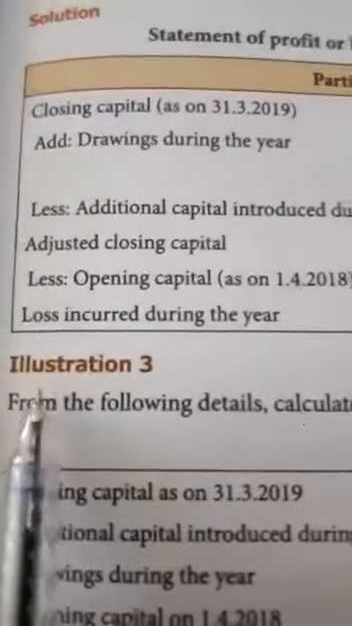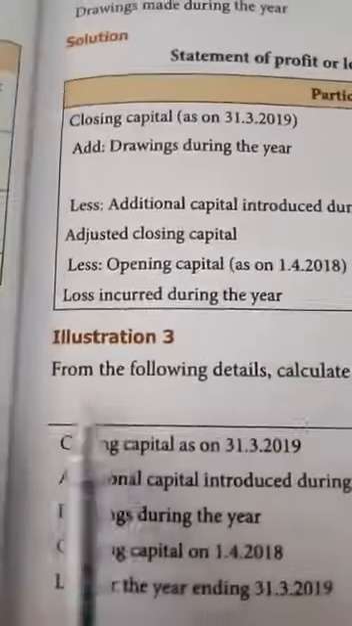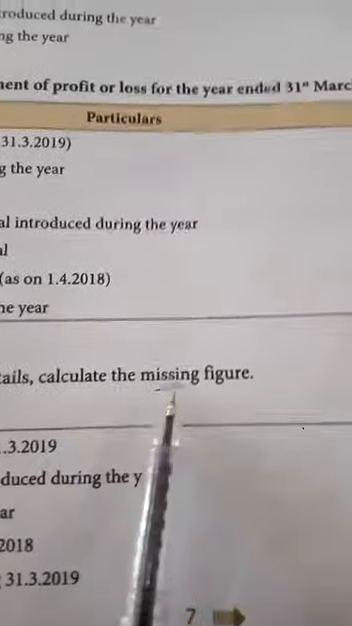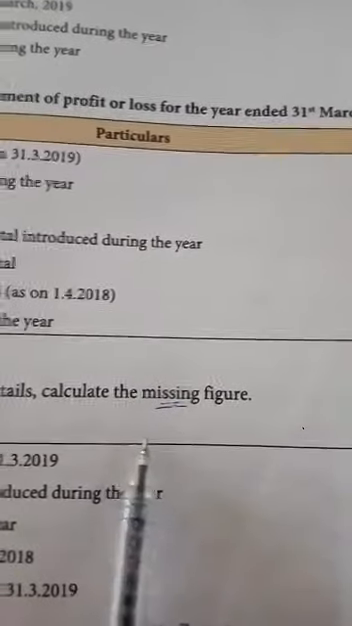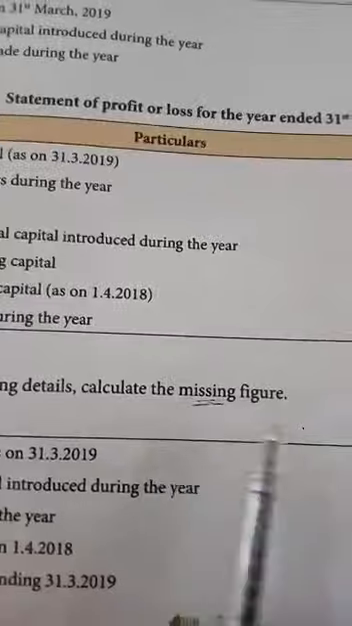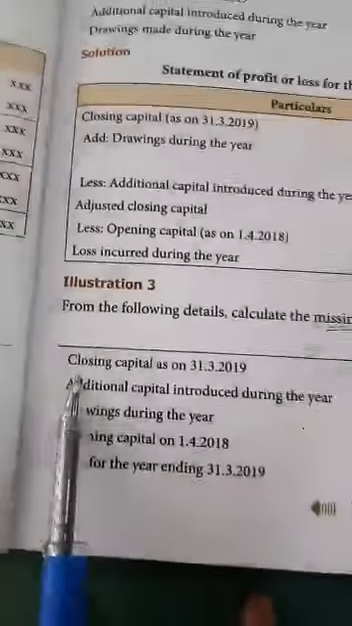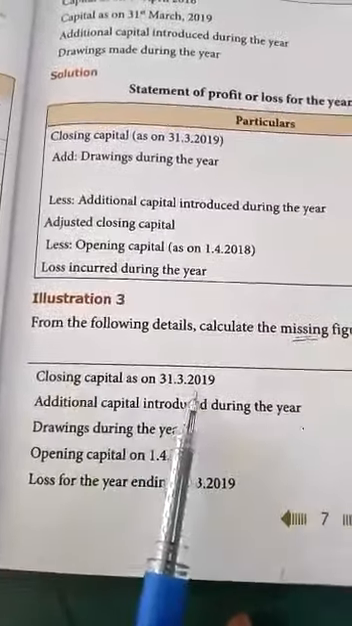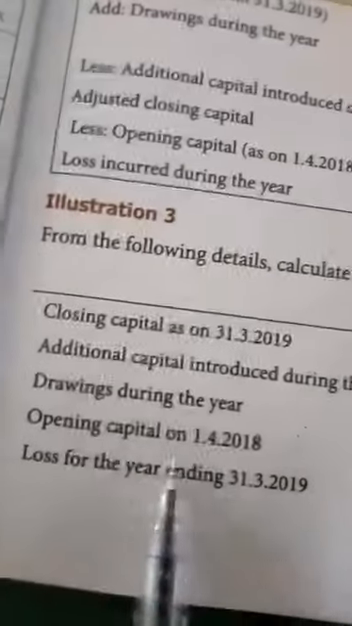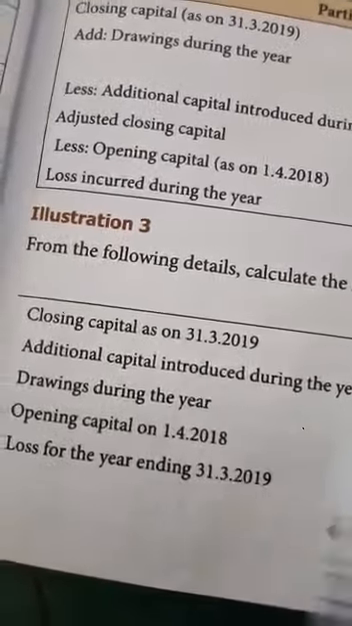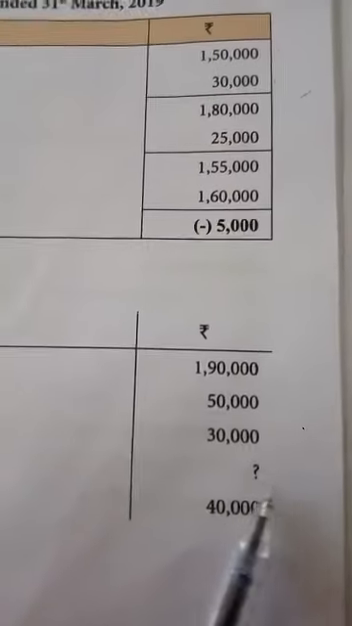Now let me show you illustration 3. From the following details, calculate the missing figure. So the question tells us to find out the missing amount. Closing capital as on 31/3/2019, 1,90,000. Additional capital introduced during the year, 50,000. Drawings during the year, 30,000. Opening capital on 1/4/2018, it is a question mark. So this is what we are going to find out.